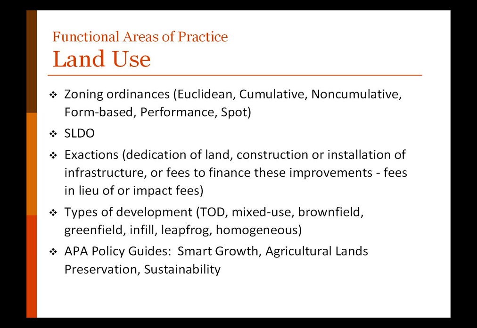In terms of land use, most people, when they think of planning, think of this area. Land use includes the zoning ordinances and the different codes that we use. You know the different kinds of zoning, and we have them listed up here: Euclidean, cumulative, non-cumulative, form-based, performance, spot zoning. Understand the benefits and the detriments each one poses, and the situation when it's appropriate to use each kind of zoning.